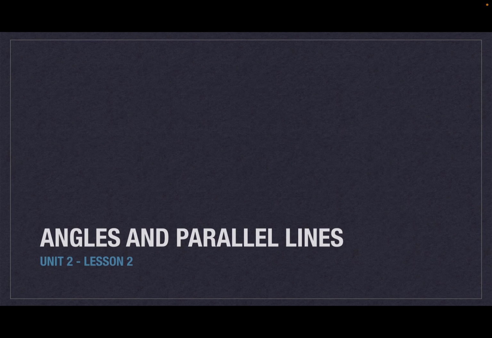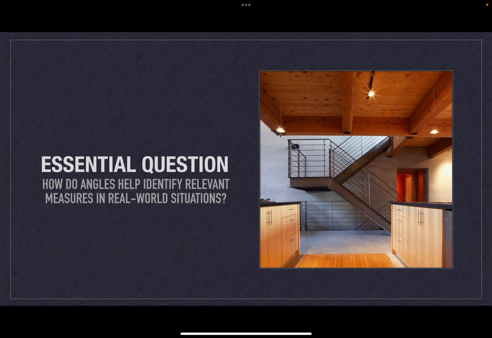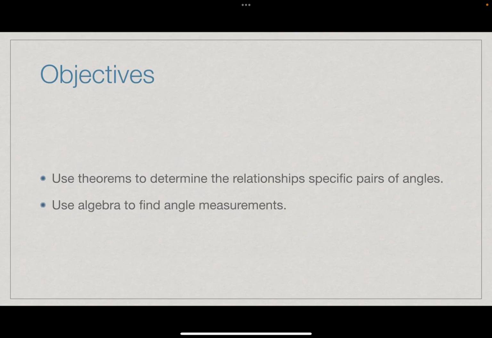This is the lesson for Unit 2, Lesson 2, Angles and Parallel Lines. Our essential question is, how do angles help identify relevant measures in real-world situations? This image is a perfect example of angles and parallel lines and transversals that we've been talking about. Objectives: use theorems to determine the relationship specific pairs of angles. Use algebra to find angle measurements.